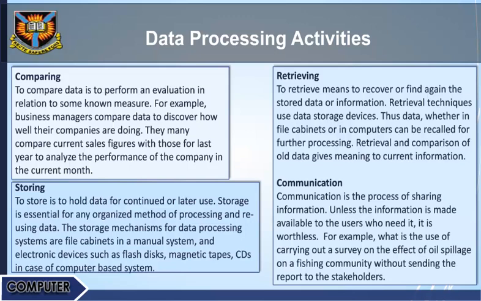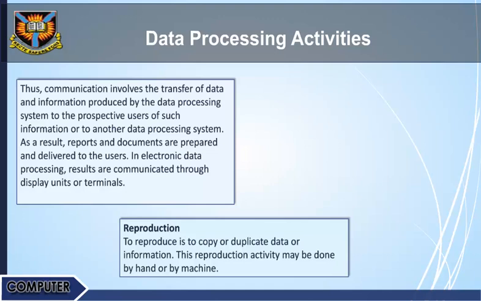Communication. Communication is the process of sharing information. Unless the information is made available to the users who need it, it is worthless. For example, what is the use of carrying out a survey on the effect of oil spillage on a fishing community without sending the report to the stakeholders? Thus, communication involves the transfer of data and information produced by the data processing system to the prospective users of such information or to another data processing system. As a result, reports and documents are prepared and delivered to the users. In electronic data processing, results are communicated through display units or terminals.